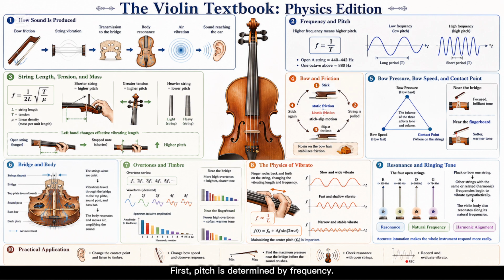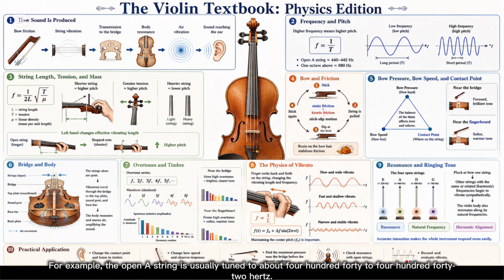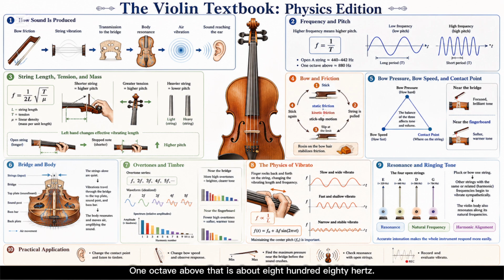First, pitch is determined by frequency. Frequency means how many times something vibrates in 1 second. A faster vibration produces a higher pitch, and a slower vibration produces a lower pitch. For example, the open A string is usually tuned to about 440 to 442 Hz. 1 octave above that is about 880 Hz.